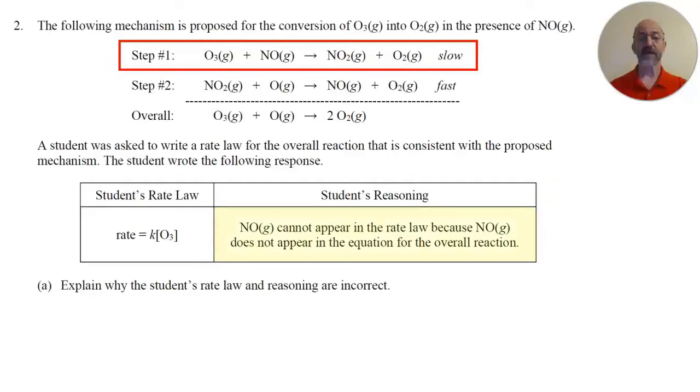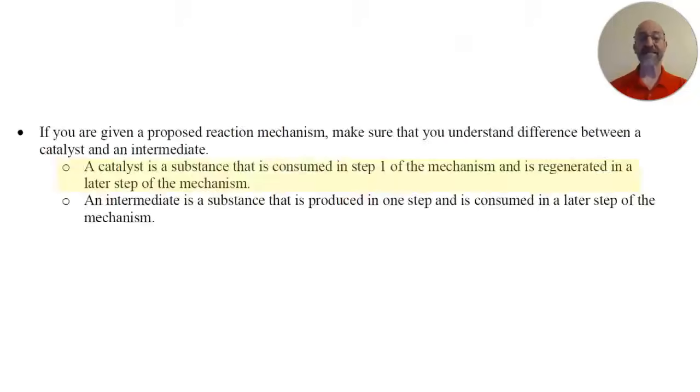The student claimed that since NO does not appear in the equation for the overall reaction, then NO cannot appear in the rate law. Well, we know that there is a mistake because in part A of this question it says, explain why the student's rate law and reasoning are incorrect. Now, in question 1, we saw examples of substances in the mechanism that behaved as an intermediate, where they were produced in one step and then consumed in a later step.